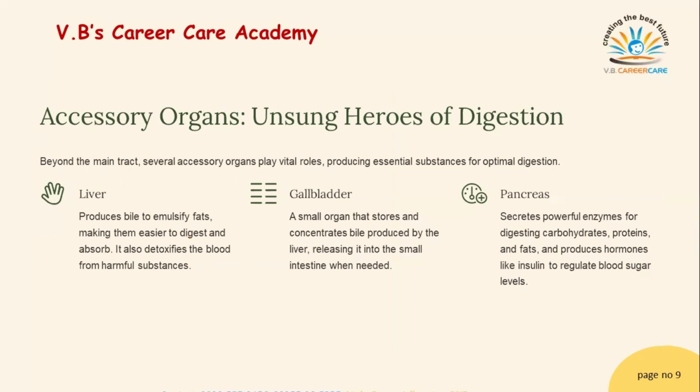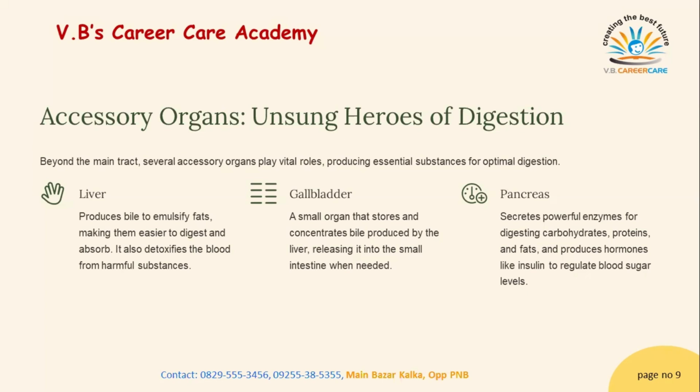So there are some accessory organs which are helpful in digestion. These are the liver, the gallbladder, and the pancreas. So let us read about the liver. Liver produces bile to emulsify fats, making them easier to digest and absorb. It also detoxifies the blood from harmful substances.